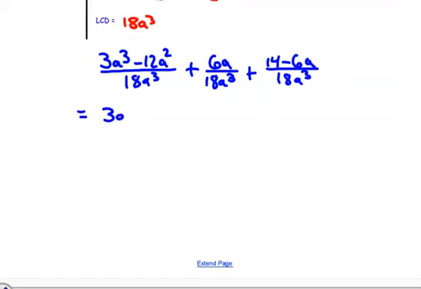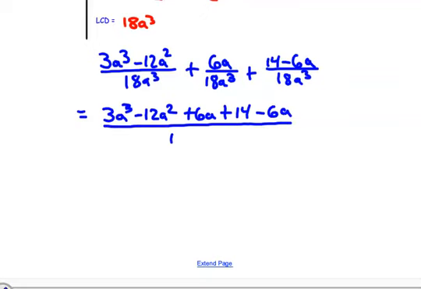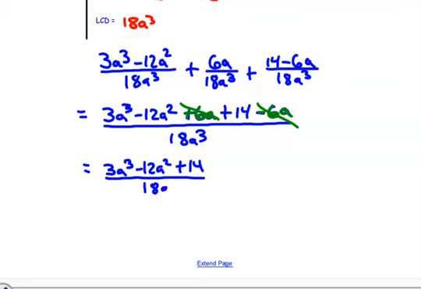We're going to put everything all together: 3a to the third minus 12a squared, plus 6a plus 14 minus 6a, all of that over 18a to the third. But I have a positive 6a here and a negative 6a here that will cancel. So what I really have is 3a to the third minus 12a squared plus 14, all of that over 18a to the third.